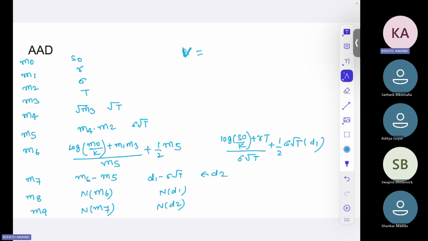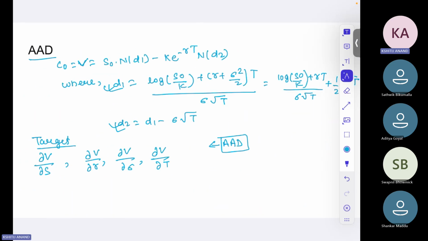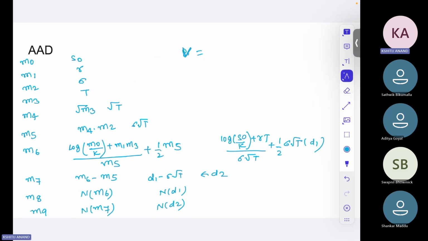What will V be? V is S0 into N(d1). What is S0? M0. What is N(d1)? M8. Minus K to the power minus rT. What is rT? M1 into M3, into N(d2). What is N(d2)? M9. So we have finally written everything required. Anyone having any issue?